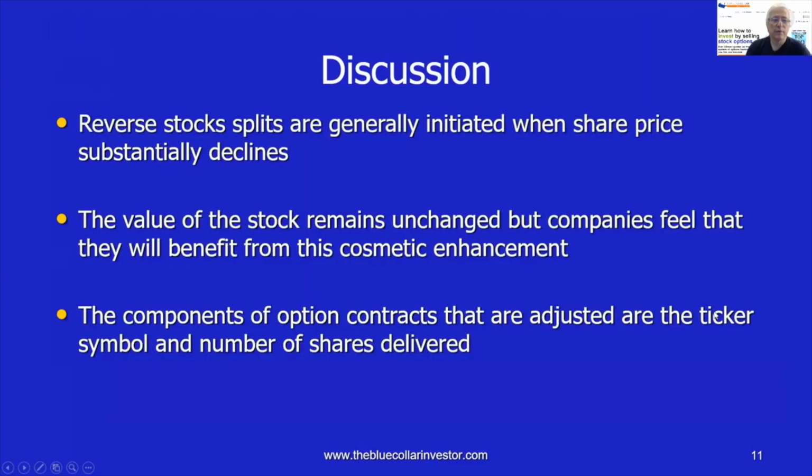Let's summarize. Reverse stock splits are generally initiated when the price of a stock substantially declines. Once again, it's a sign of weakness. The value of your total position, though, remains unchanged, but companies feel that they will benefit by making this cosmetic adjustment. Now, the components of the option contracts that are adjusted are the ticker symbol and the number of shares delivered. The other components are not changed.